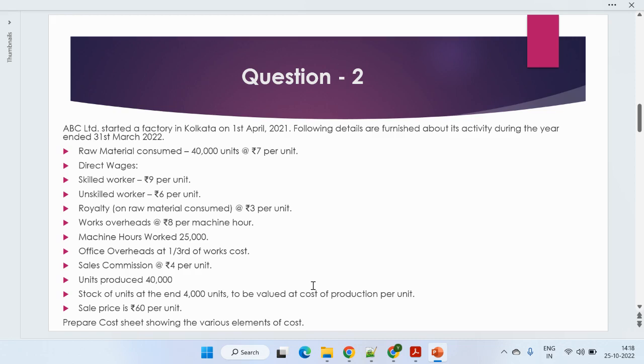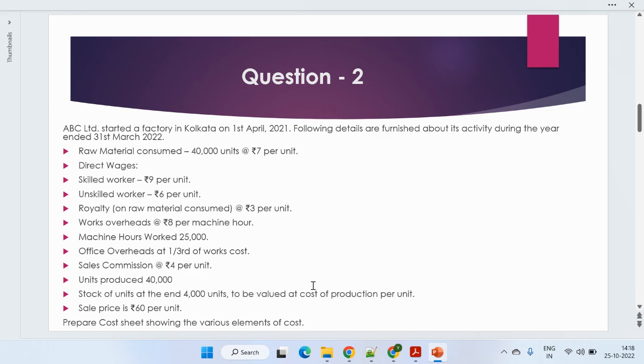Office overheads at one third of the work cost, sales commission at the rate of 4 per unit, units produced 40,000, stock of units at the end is 4,000 units to be valued at cost of production per unit, sales price is to be 60 per unit. Prepare a cost sheet showing the various elements of cost.